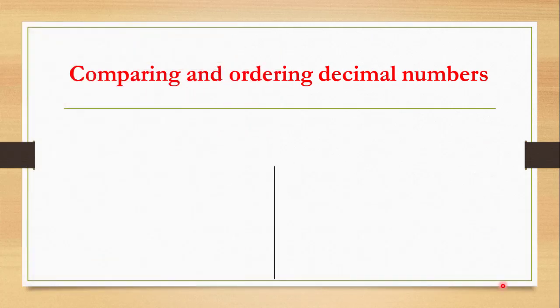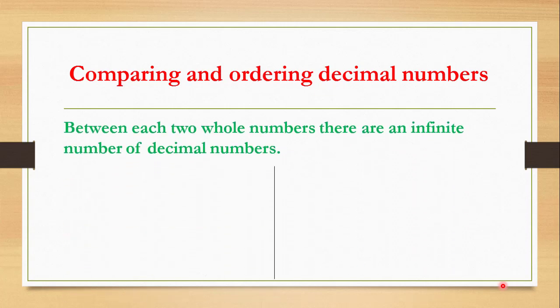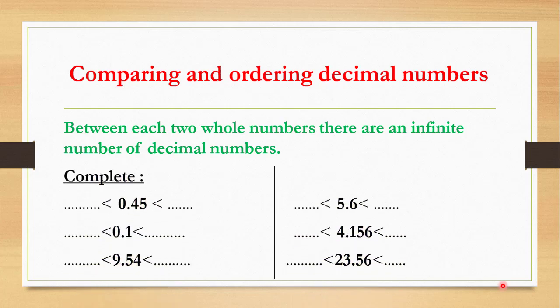We will notice that between any whole numbers, we have an infinite number of decimal numbers. Between 1 and 2, for example, or 3 and 4, we have an infinite number of decimal numbers. For example, if we want to write the whole number before and after, just before and after the given decimal numbers, how can we do that?